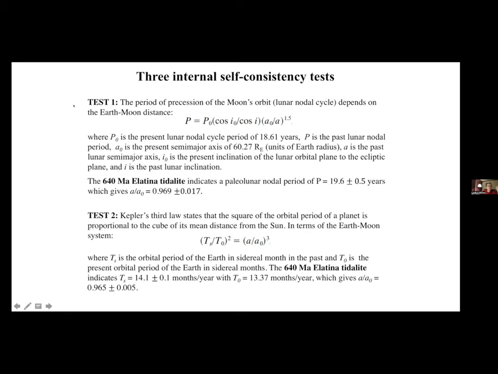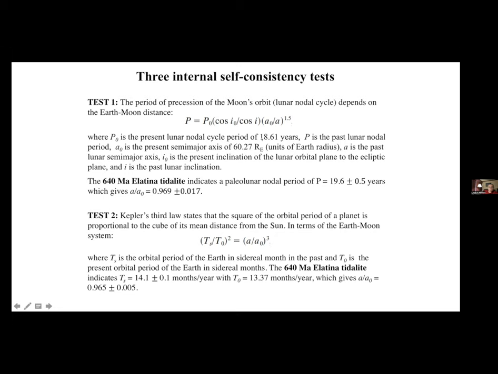George Williams proposed that the best of the tidalite data would have to pass three tests. And the three tests were three tests to solve for the present day Earth-moon distance to the Earth-moon distance at the time of interest. And so one was estimating the lunar nodal cycle from the data. This actually is not possible for most tidalites, but if you do, for example, for the Elatina tidalite, which is 60 years long, it has a period of 19.6 years, as opposed to today, which is 18.6.